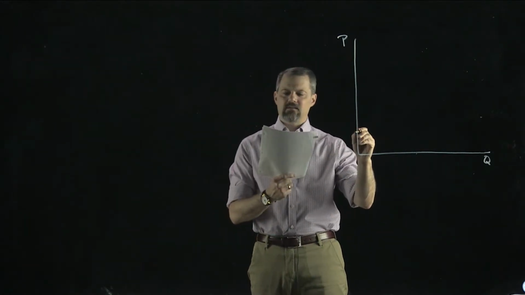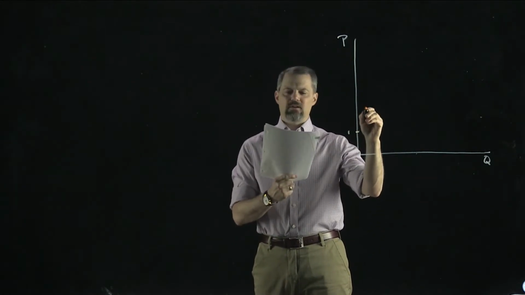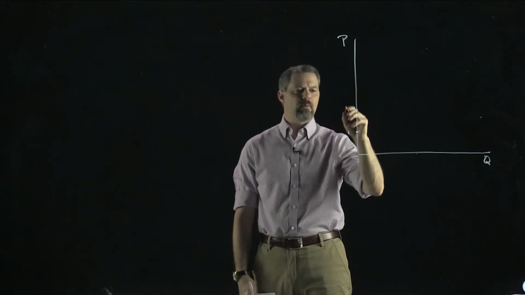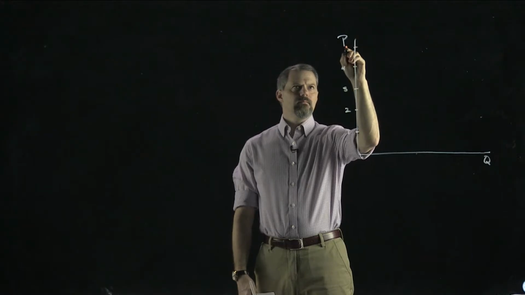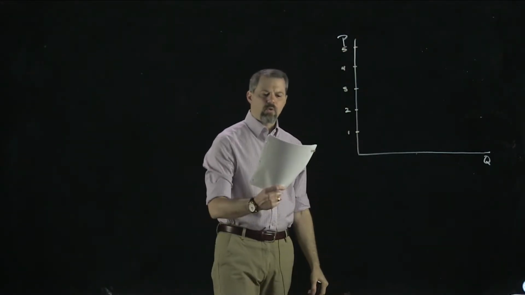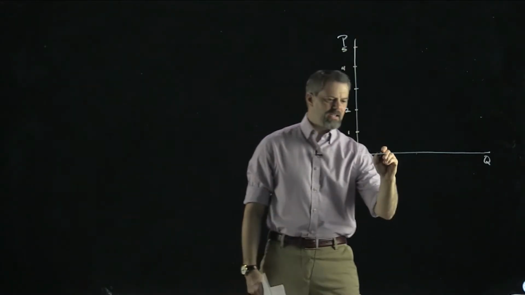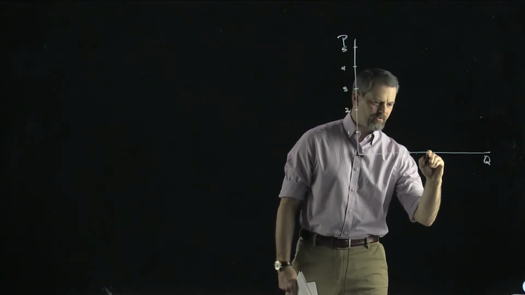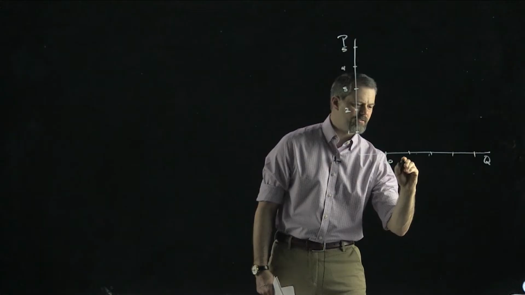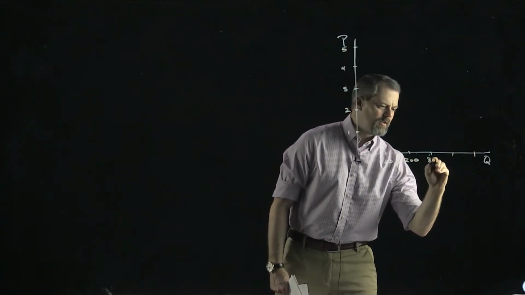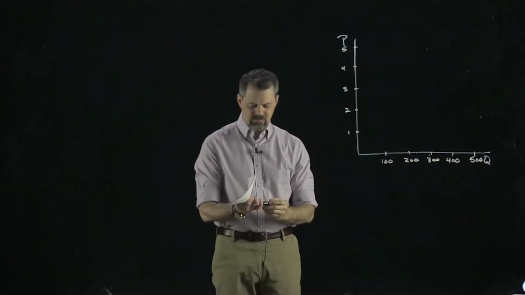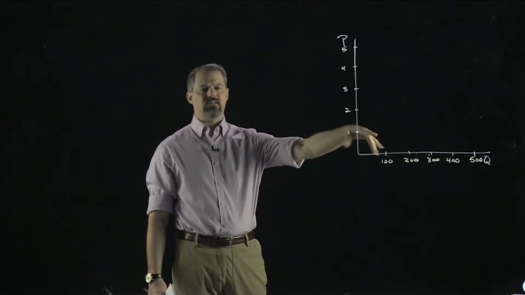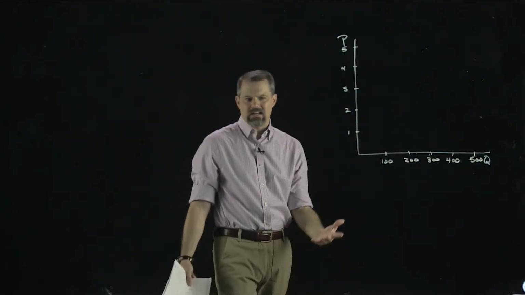So let's break up our vertical axis into dollars. Let's go up to 5. And our horizontal axis, let's break up into units of 100, up to 500. So here's 100, 200. And don't worry about the fact that the scale of my horizontal axis is not the same as the scale of my vertical axis. That doesn't matter.